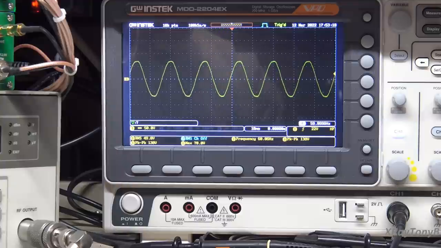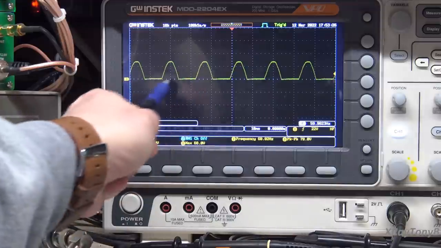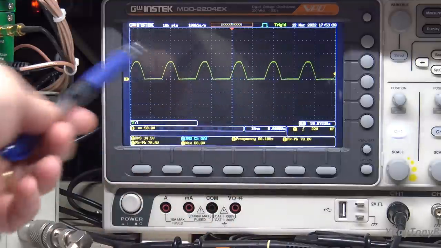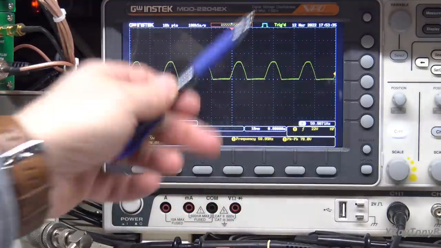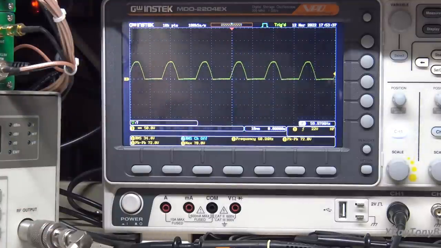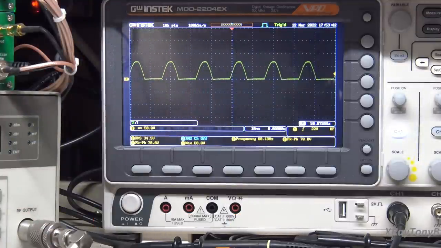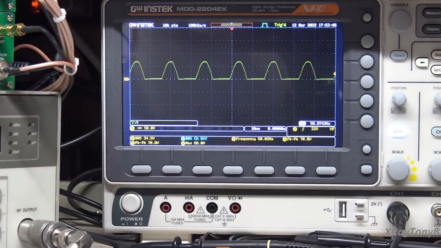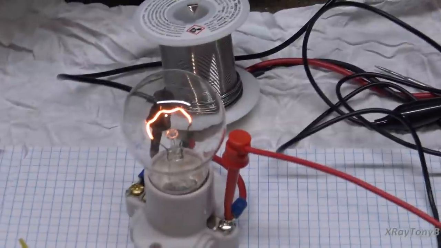But when I have the diode in there, only when the current is flowing in one direction do you have any voltage at all. For the rest of the time, it's just sitting there. So for this portion of the time, when all the voltage is turned off, there's no current flowing, that light bulb is cooling off. That filament is not getting any heat. So the average of that filament being heated has been cut in half. And conversely, the bulb doesn't glow as brightly.